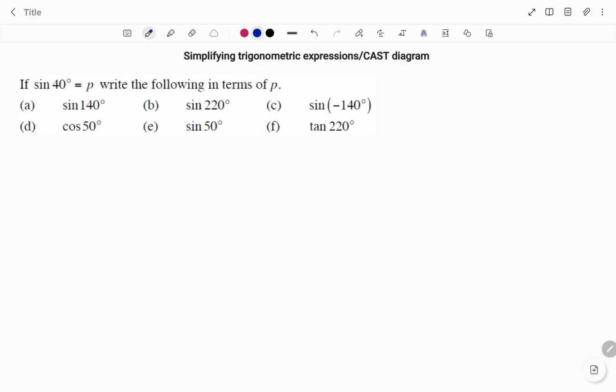In this video, I'm going to show you how to simplify the following trigonometric expressions using the CAST diagram.